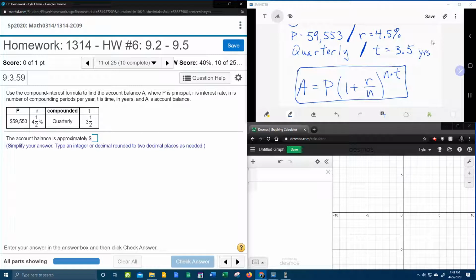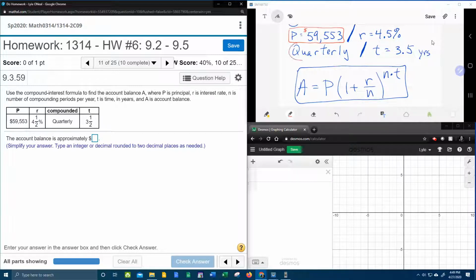So we have the principal. Let's grab a red here. The principal is 59,553. The rate is 4.5%, and we will need to convert that to a decimal when we plug it into the formula.